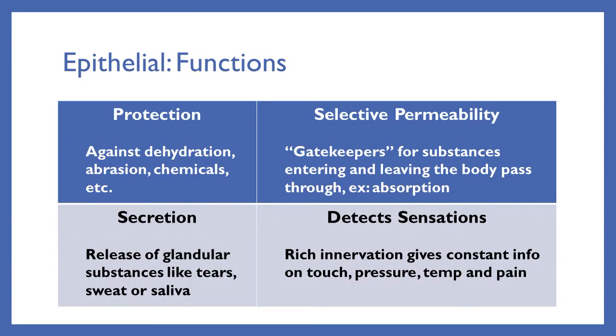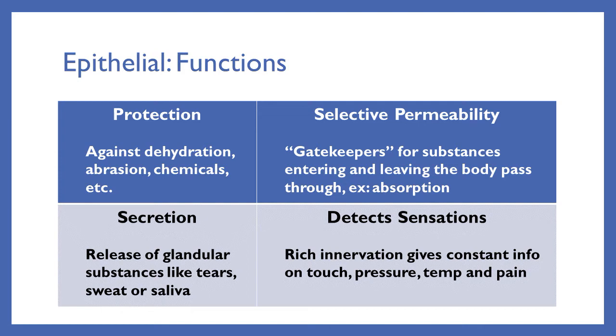There are 4 main functions of epithelial cells. First is protection. Epithelial cells protect us against dehydration, abrasion, chemicals, and more. They are also selectively permeable. They act as gatekeepers, controlling which substances enter and leave the body. An example of this is absorption. The epithelial tissue that forms your outer skin is going to control what is allowed to absorb into your body through your skin.